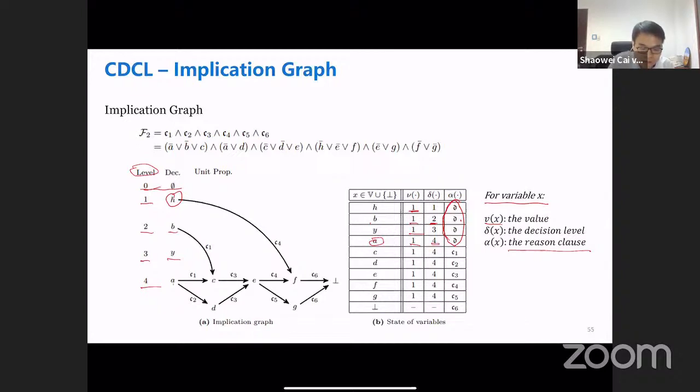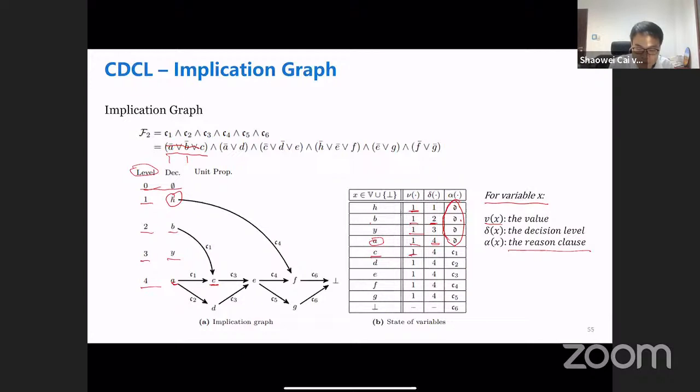After A is assigned to 1, we have a unit clause implied by A and B's value. When A is assigned to true and B is assigned to true, the first clause becomes a unit clause, right? Then we can imply that C must be 1. So the value of C is 1.